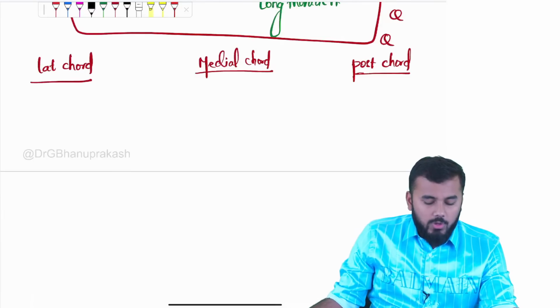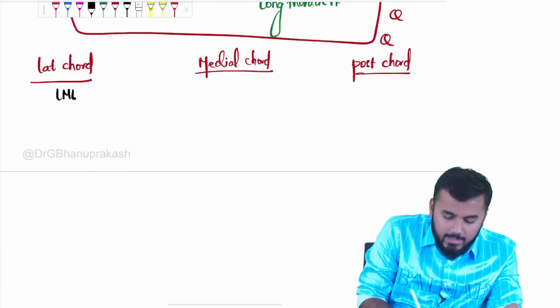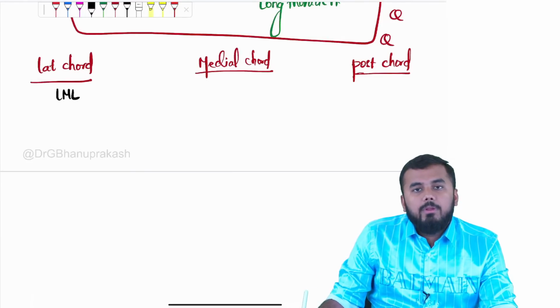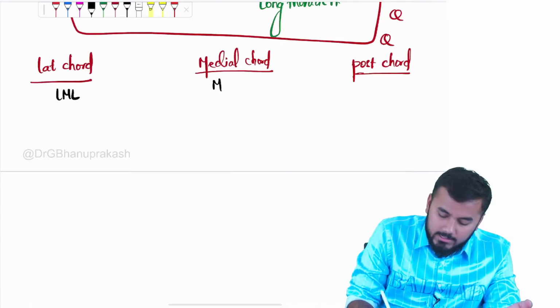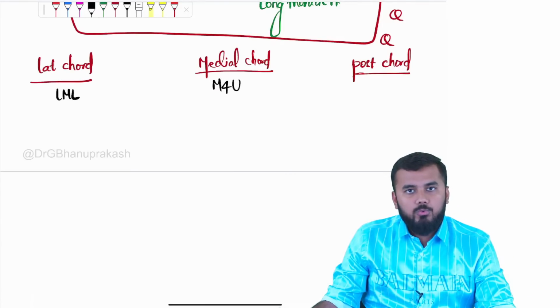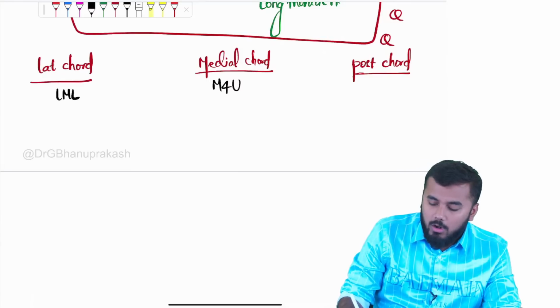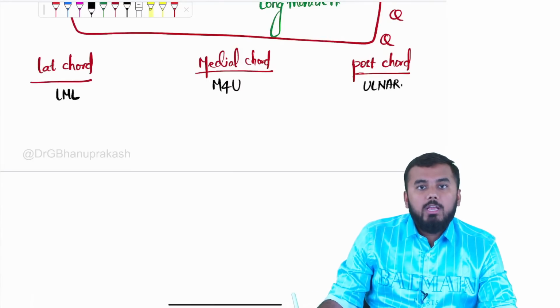How do I remember the lateral cord? It is LML. How do I remember the medial cord? Remember it as M for you. M, medial cord is for you. How do I remember the posterior cord? Remember it by the mnemonic ulnar.